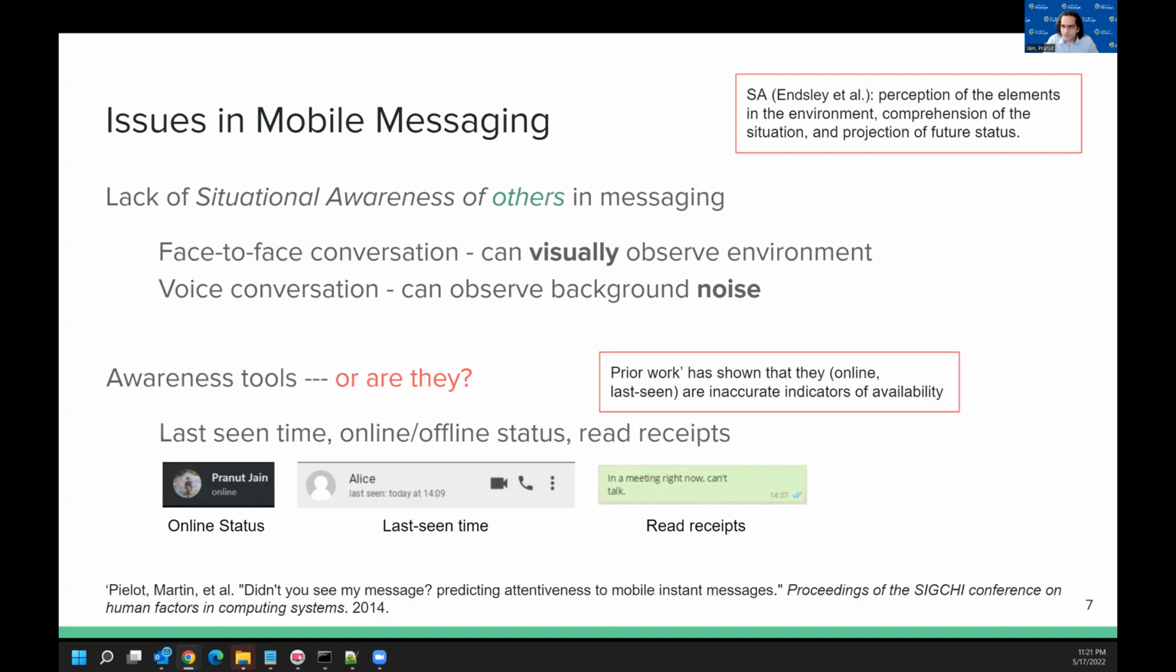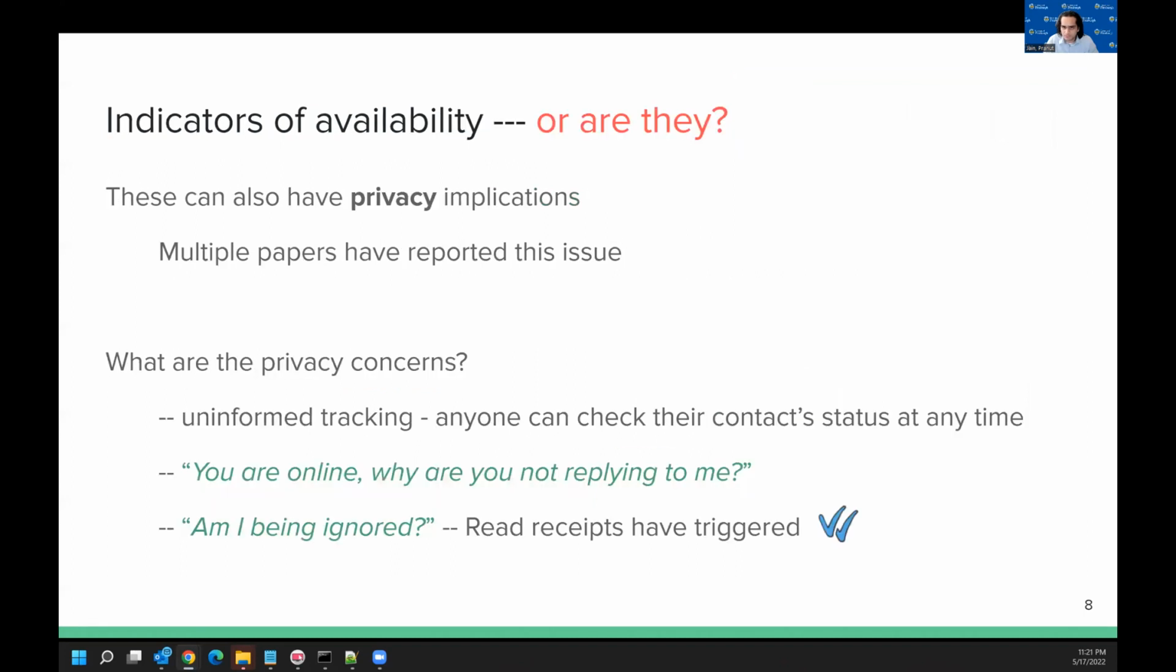Although prior work has pointed out that these tools are actually poor indicators of availability. Not only that, these tools have also been shown to raise privacy concerns, such as uninformed tracking, where people can constantly check their contact status at any time. Further, there are implications such as negative emotions when it is inferred that a person is available by showing them as online, or if read receipts are shown, but the response is delayed.